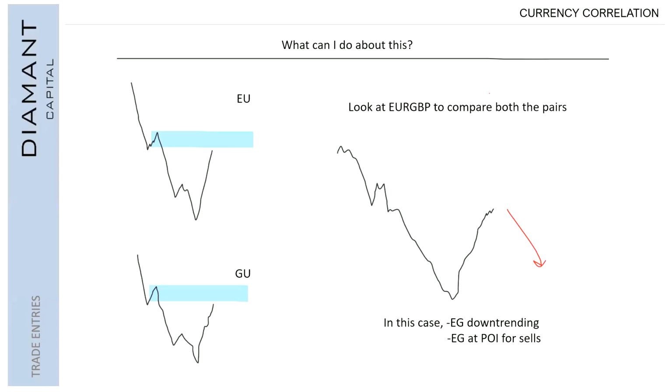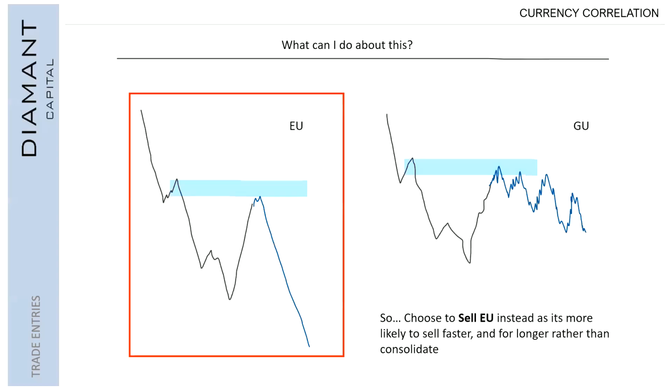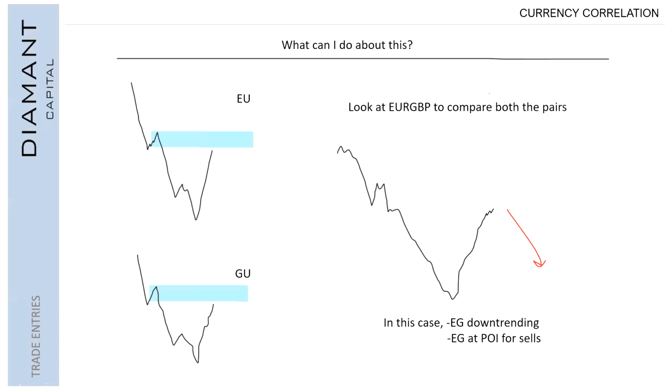What does that mean? That means that we choose EU to sell. The reason for that is, look, if we're expecting Euro GBP to go down, what does that mean? Euro sells, pound buys. Because as the pound buys, they're inversely correlated. So Euro GBP sells off.